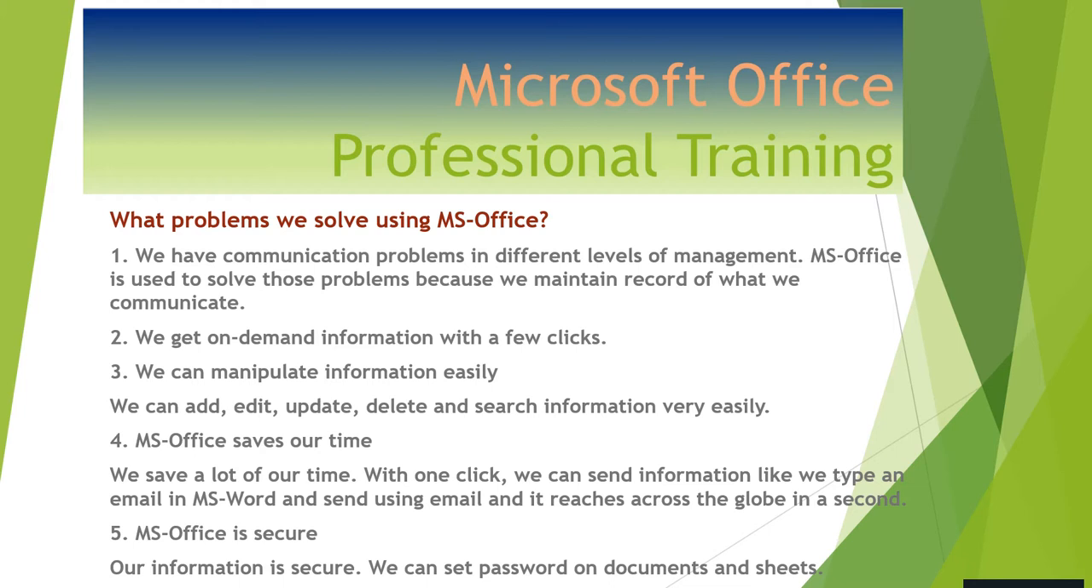Then we have third thing, we can manipulate information easily. What is manipulation? Means we can add, we can write information, we can edit it, we can update it, we can delete it, we can search the information very easily. Otherwise you have to search, just find and replace. If we use find and replace, just you type a word, for example school, and there are 100 pages. Wherever that school word is written, that will be highlighted in the Word, right? Everywhere, on every page.